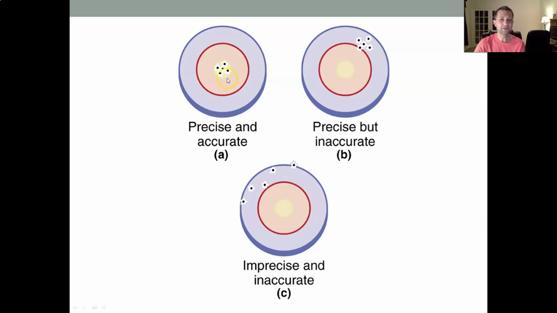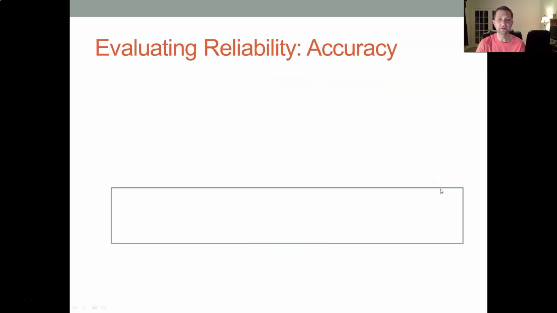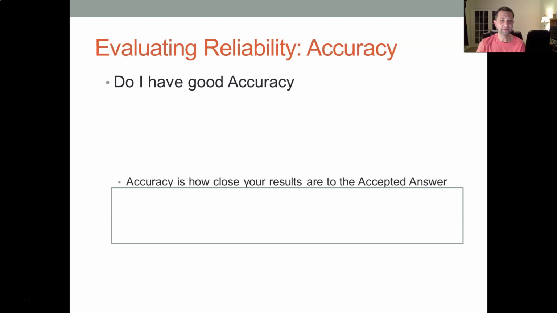So our goal is to be precise and accurate. So that's letter A here, this first bullseye. We already looked at precise but inaccurate, which is letter B. And here we have imprecise, so that our data points are spread over a wide range, and it's inaccurate because we're not near the target. Okay, so the goal here is precise and accurate, but these are what some other variations of precision and accuracy do look like.